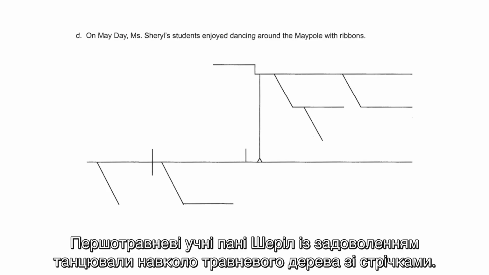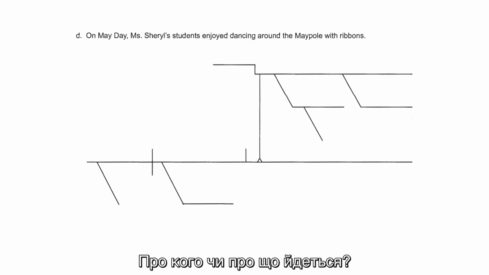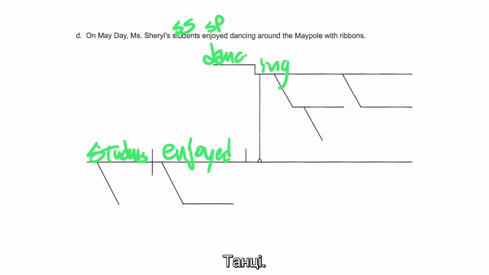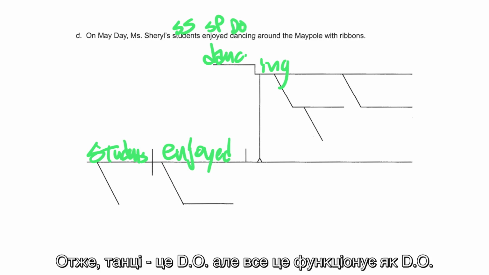On May Day, Ms. Cheryl's students enjoyed dancing around the maypole with ribbons. Who or what is this about? It's about students. What do they enjoy? Or what do they do? They enjoyed, rather. They enjoyed. Enjoyed what? Dancing. So dancing's the DO, but this whole thing functions as a DO.